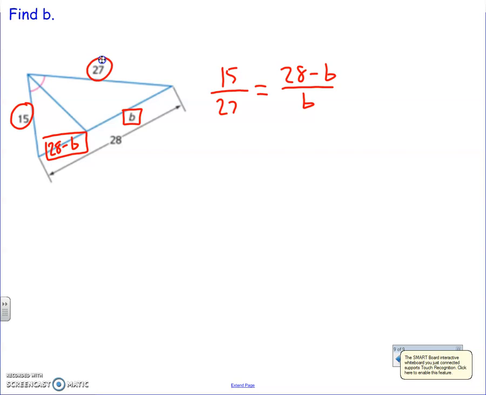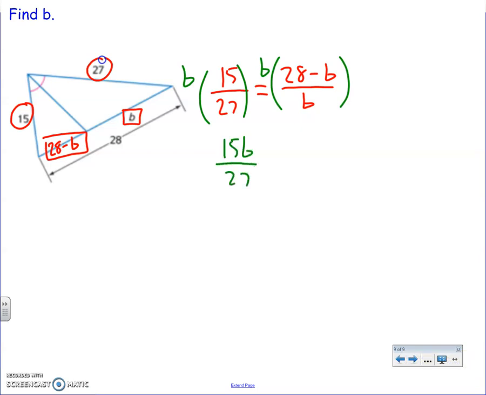Good. Multiply both sides by a denominator. Times both sides by b. So this will be 15b over 27 equals 28 minus b. Ooh, this is going to be a big number, but that's okay. I should reduce. Yeah, I'm going to reduce, make my life easier. I don't want to times both sides by 27 because I don't know 27 times 28. So 15 divided by 27, I divide by 3. So that makes 5b over 9, since 3 times 9 is 27. A little bit better. All right, now I'm multiplying both sides by the denominator.